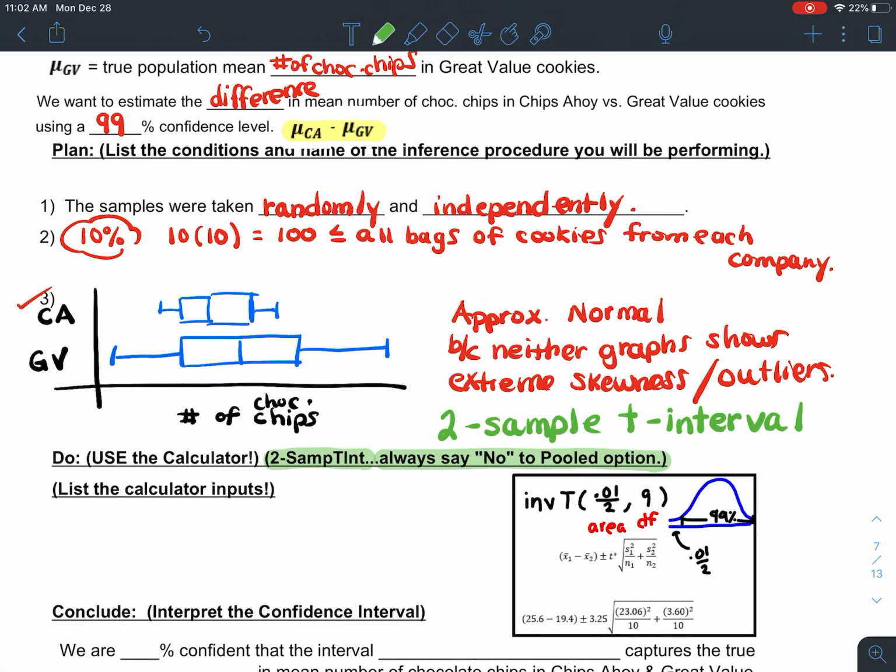I should then say I'm going to use the symbol here with the 3 dots, which means therefore, my conclusion is this is approximately normal. Okay, I'm moving down to the end, the name the inference procedure that will be used. The inference procedure is this is a 2-sample t-test for means.